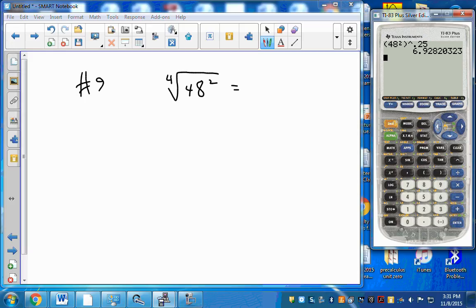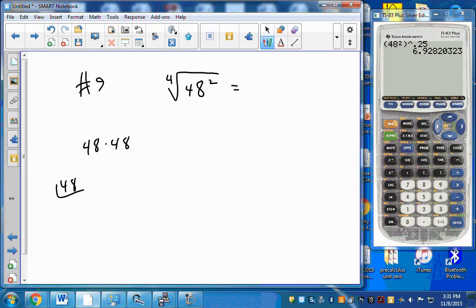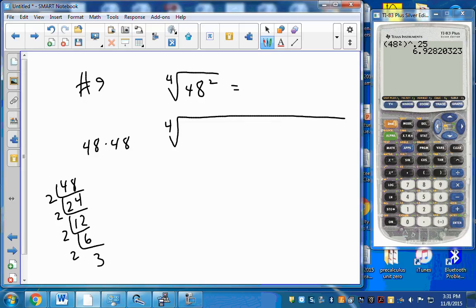Let's think how 48 times 48 breaks up. Well, if I do 48, 2 goes into 48 24 times, and 2 goes into that 12 times. Okay? And then 2 goes into that 6 times, and 2 goes into that 3 times. So this 4th root of 48 squared, here's a 48 broken down.